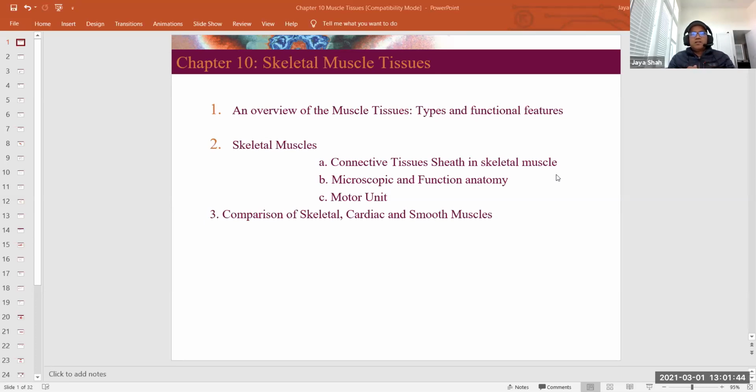Then skeletal muscle contracts under the influence of a motor neuron. And the motor neuron and all the muscle fibers which are innervated by that particular motor neuron is called a motor unit. So we'll talk about how a motor neuron controls the activity of certain muscle fibers. And then we'll compare skeletal, cardiac, and smooth muscles, and we will find out similarities and dissimilarities among them.